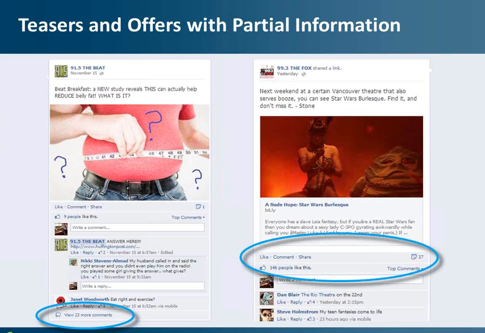On the right is a slightly different type of example by 99.3 The Fox. What they did is they posted a teaser about a new live show, but told fans that they had to figure out which theater it was playing in rather than just telling them. Several people shared the post and about 150 people liked it. So aside from being engaging, this is actually a particularly clever way to work with advertisers to generate buzz and interest without directly advertising.